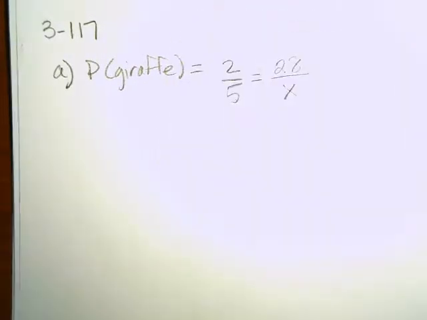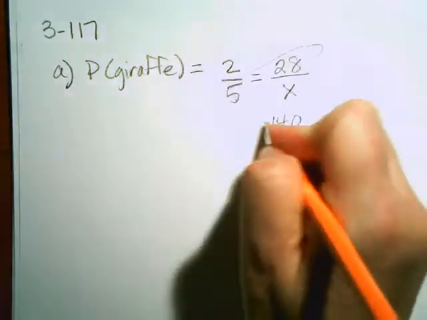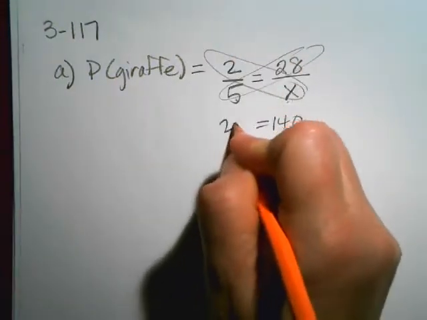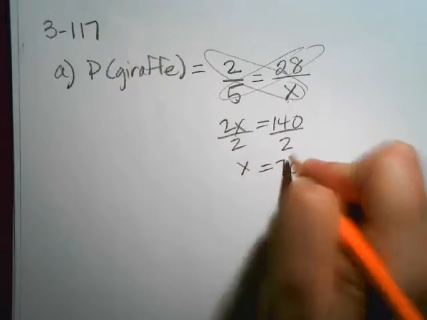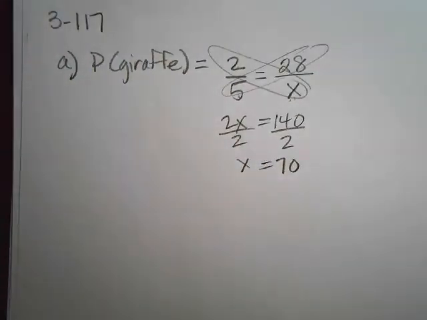28 times 5 is 140, equals 2x, and then divide both sides by 2, so x equals 70. Okay, part B, there must be 70 stuffed animals in the bin.